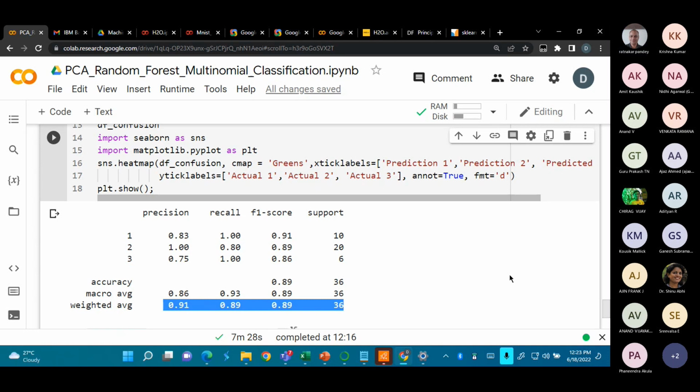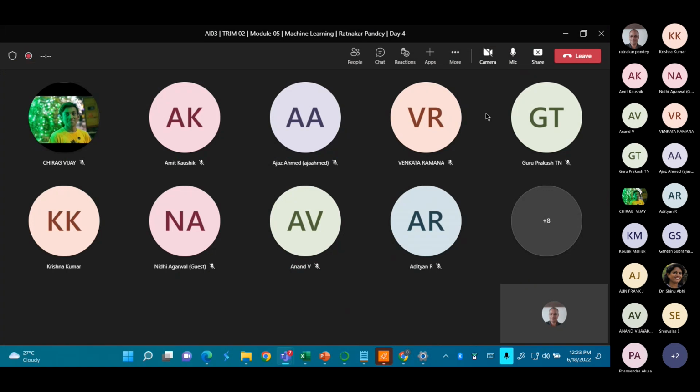That's correct. Amit, how about you? Is it working for you? So let's go to Amit first, and then we'll come to you, Krishna. Okay. You can just share your screen and then mute yourself, and then we'll try to troubleshoot.